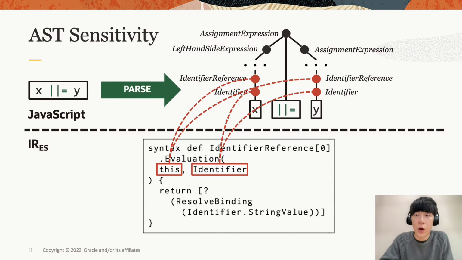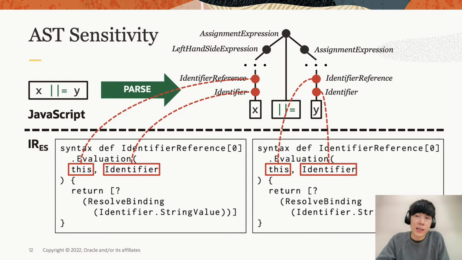We also presented an AST sensitivity to increase the analysis precision. Look at this IR_ES function. It describes the semantics of identifier references. Even though we already restricted its arguments with the target program, two different ASTs for x and y are merged in the entry of this function. So it does not fully discriminate the JavaScript program points. To limit this problem, we defined AST sensitivity to distinguish calling contexts using ASTs.